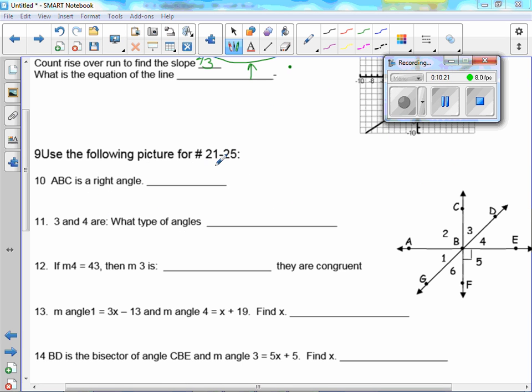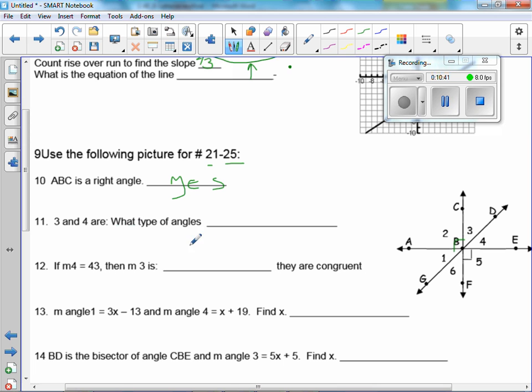Okay, use the following picture for numbers 21 to 25. Let's look at it. Is angle ABC a right angle? So you see angle ABC is a right angle, so that is yes, because it forms a 90-degree angle here. Angle ABC is a right angle.